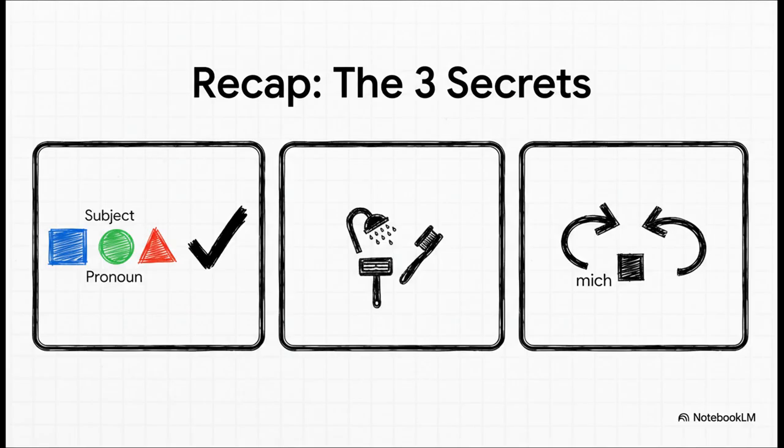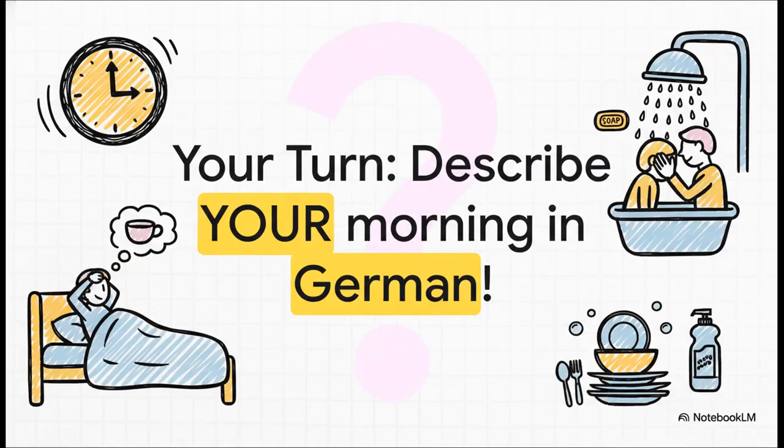So let's just boil it all down one last time. Secret number 1, remember that word order, pronoun right after the verb. Secret number 2, get that small group of daily routine verbs down and you're golden. And secret number 3, just keep an eye out for another direct object. That's your signal to switch from "mich" to "mir." And there you have it. You are now fully equipped to never confuse washing yourself with washing the dishes.